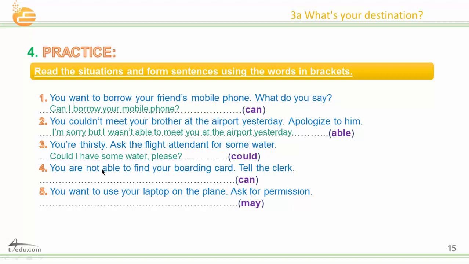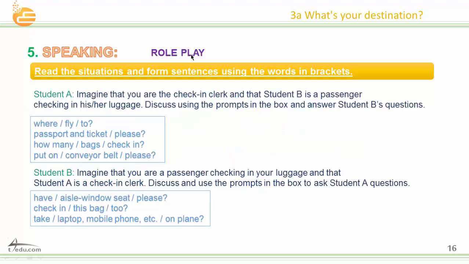Number 4. You are not able to find your boarding card. Tell the clerk. I can't find my boarding card. I cannot or I can't find my boarding card. Finally, number 5. You want to use your laptop on the plane. Ask for permission. May I use my laptop on the plane? Okay, very good. Now let's go to speaking role play.